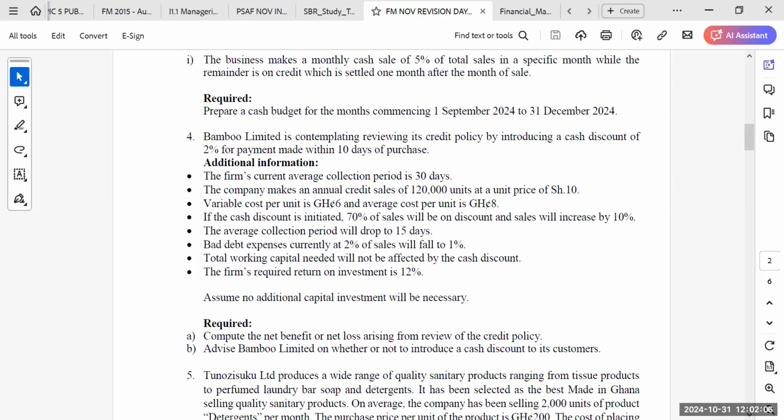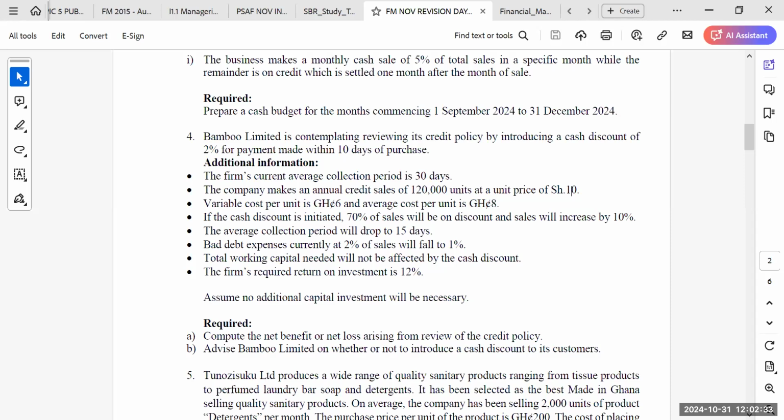Variable cost per unit is 6 cedis and average cost per unit is 8 cedis. If the cash discount is initiated, 70% of sales will be on discount and sales will increase by 10%. The average collection period will drop to 15 days. Bad debt expenses currently at 2% of sales will fall to 1%. Total working capital needed will not be affected by the cash discounts.